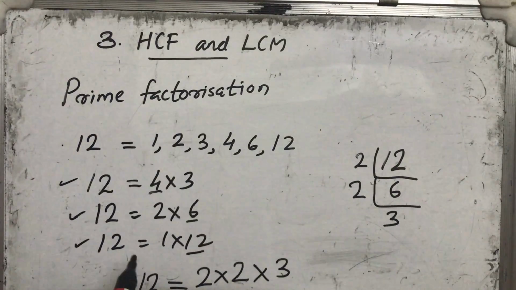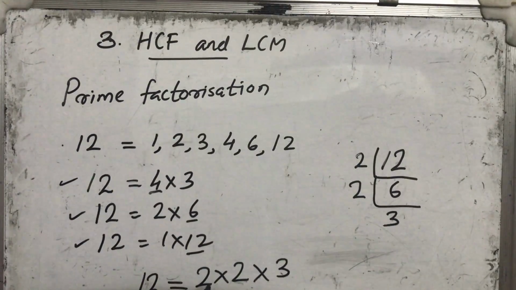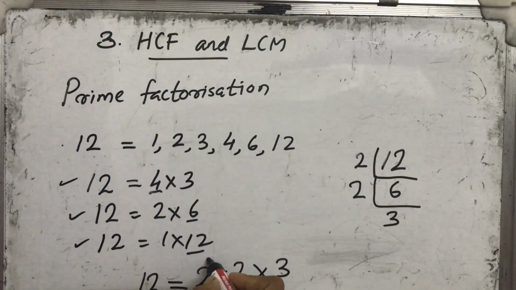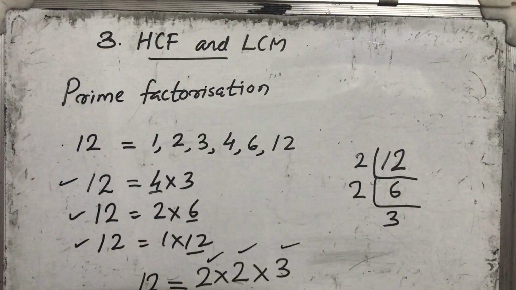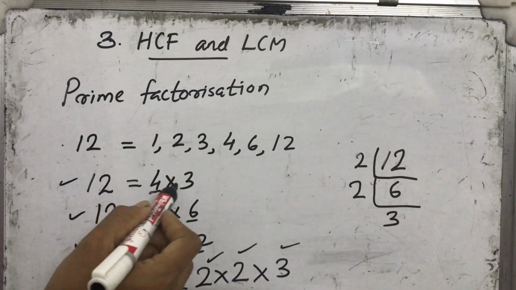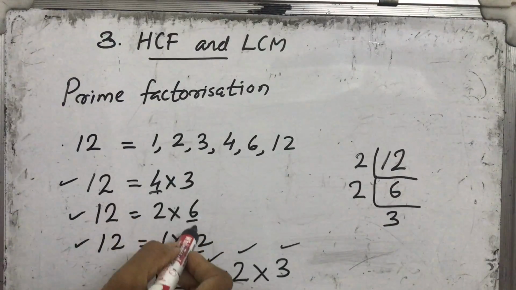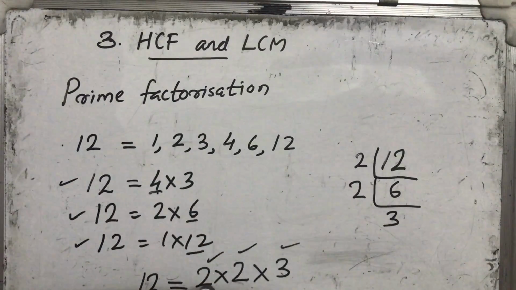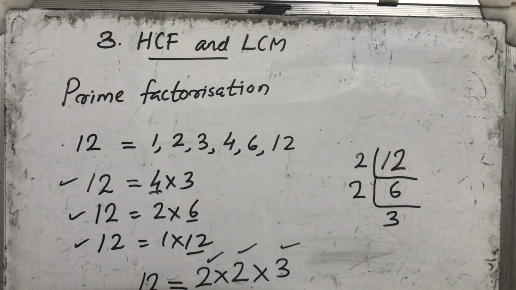So that is how we can express 12 as a product of its prime factors. Now when we check these products, all the numbers are prime, not only factors. Earlier when we wrote the factorization, some numbers were composite, but in this case all the numbers are prime numbers. Such factorizations are called prime factorizations.